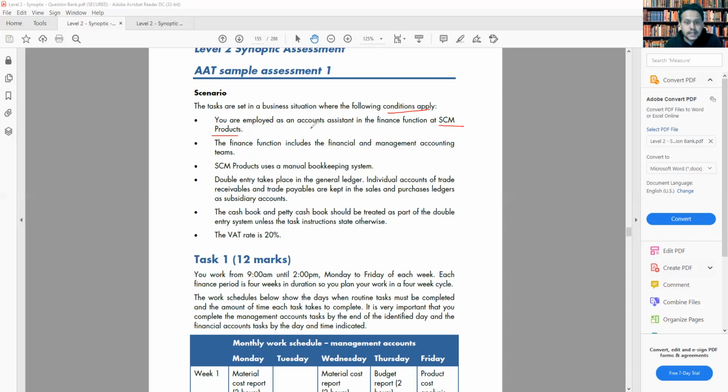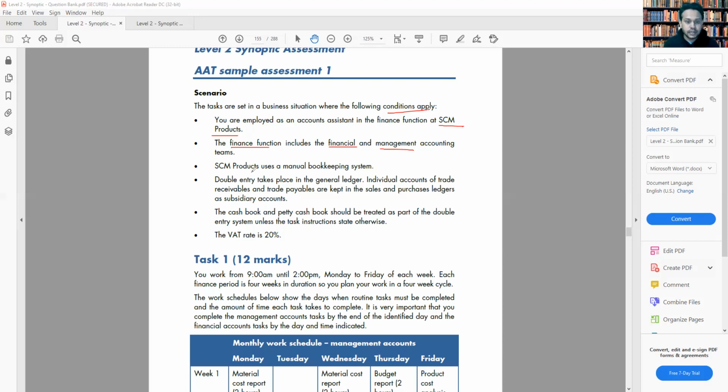So you are employed as an assistant accountant in the finance function at SMC Products. The finance function includes both the financial and the management accounting teams. So the finance team and the management team both work in this function.